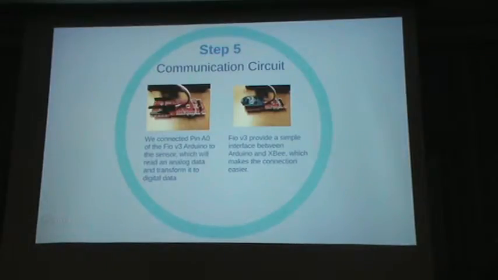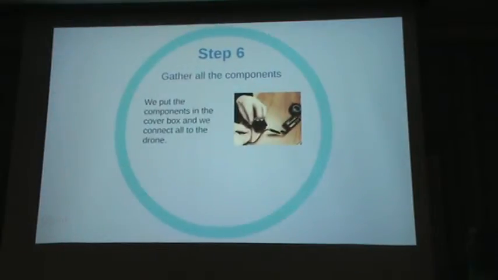And for step 5, we start testing the communication circuits, and we connected pin A0 of the Arduino to the sensor, which reads analog data and transfers it to digital. And finally, we connected the XB to the Arduino. And step 6 is to connect everything. We use this box as a cover for all the components.